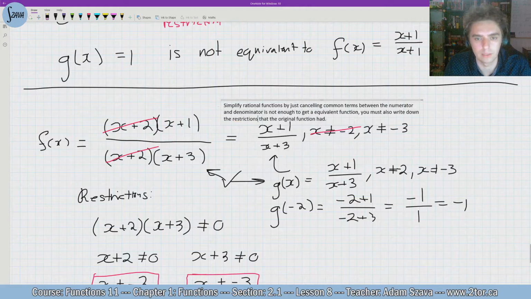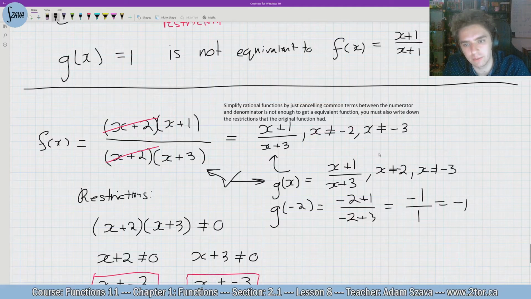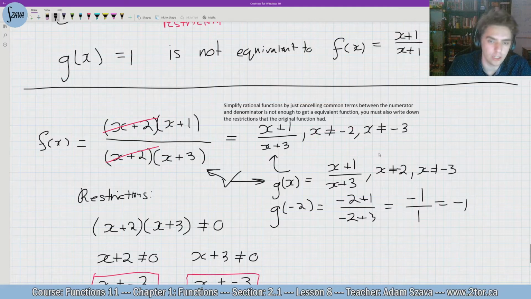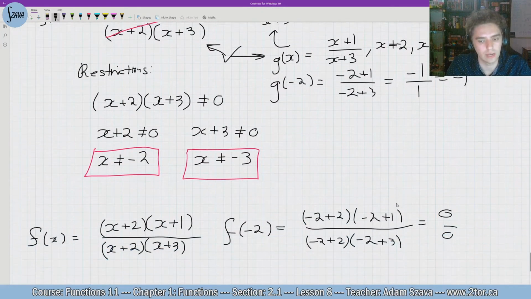Okay, so you must write that down. You see the original function had a restriction that x couldn't be -2 and x couldn't be -3. So any equivalent function has to also have those restrictions. Okay, they have to also have those restrictions.